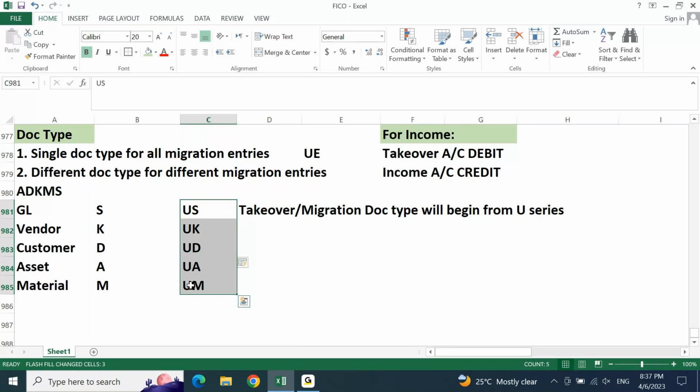Any doubt on this document type part, or is it clear? Clear, sir.